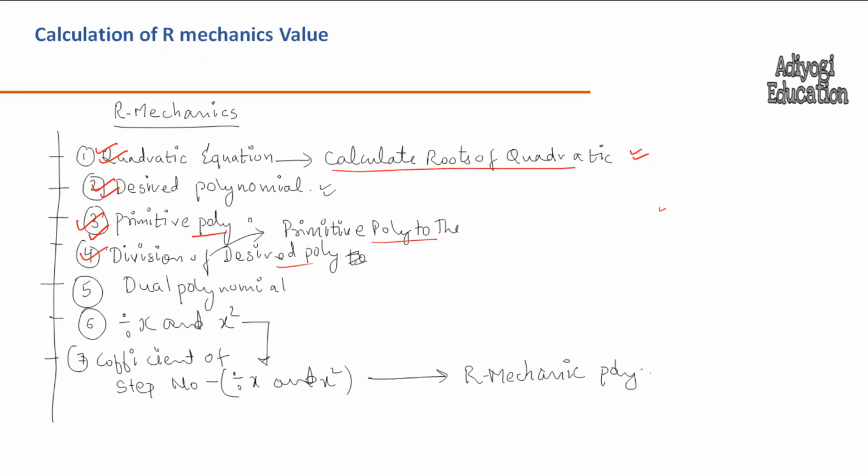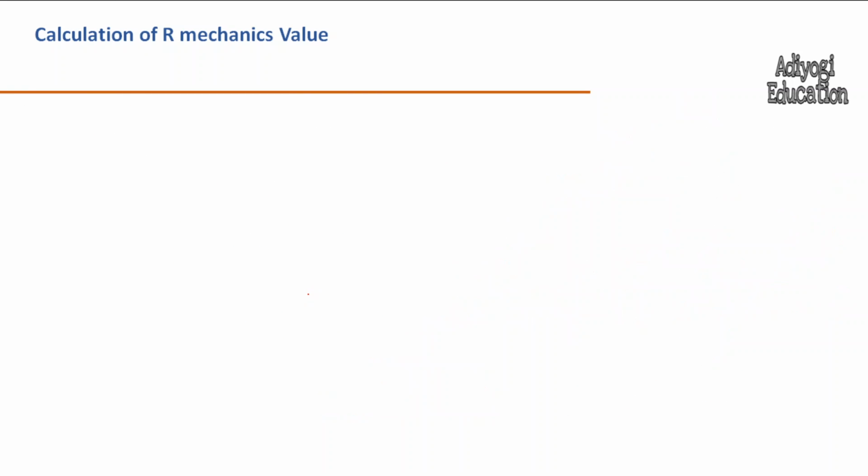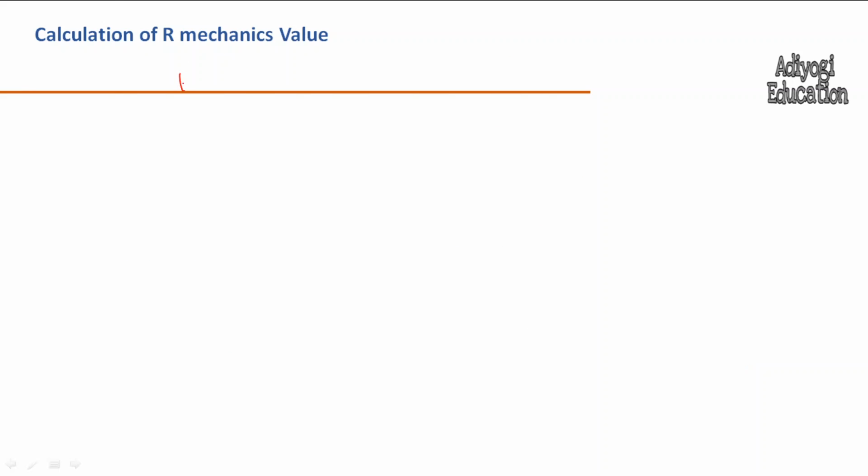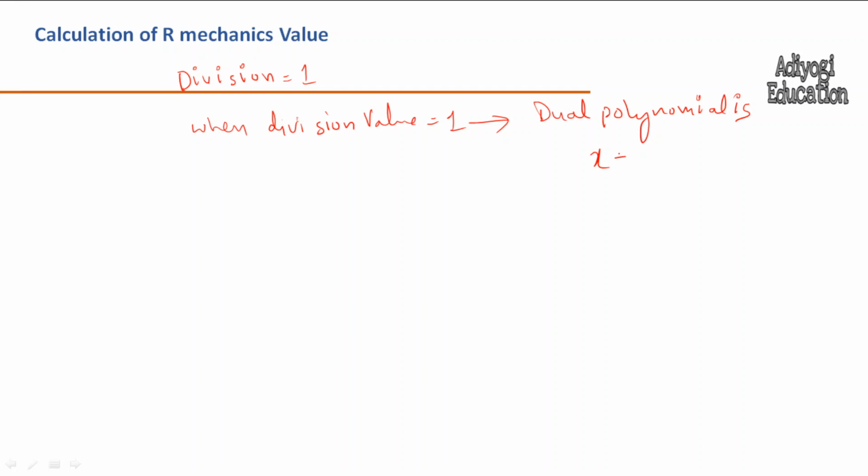Let's go to the next step. We have this division calculation with us. Now we need to calculate the dual polynomial. What is the dual polynomial? How do we calculate it? Now we have the division value equal to 1. When the division value equals 1, it means the dual polynomial is x plus 1. When the division polynomial value is not equal to 1, it means the dual polynomial is x power plus 2.